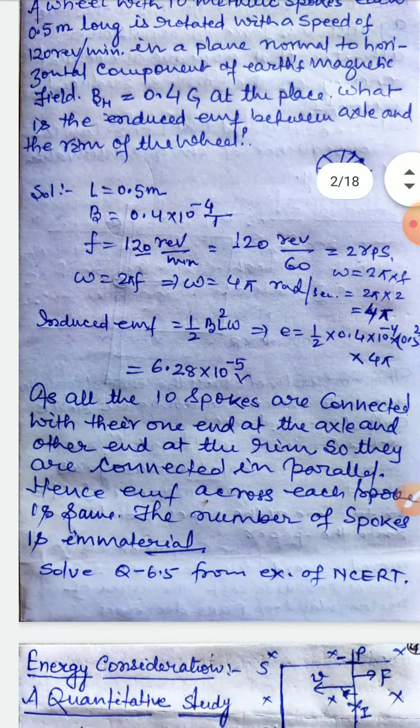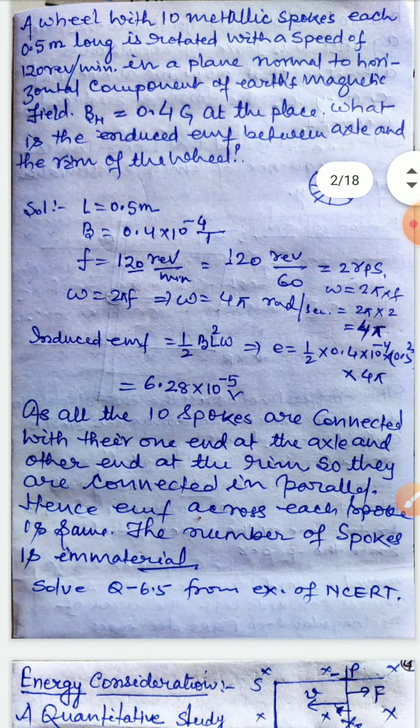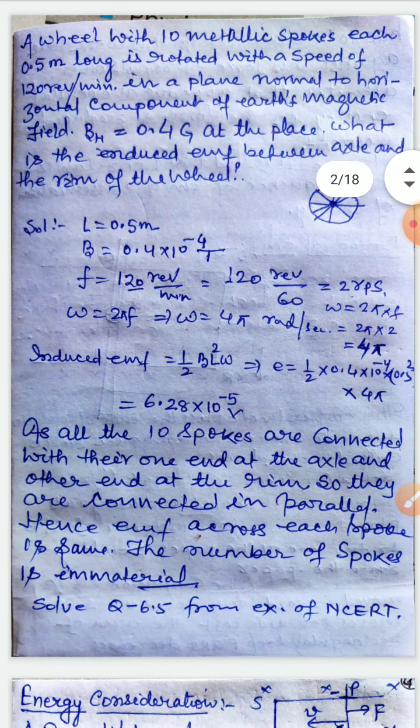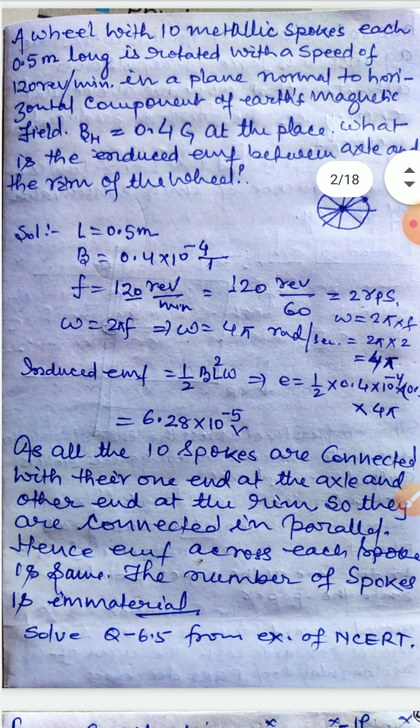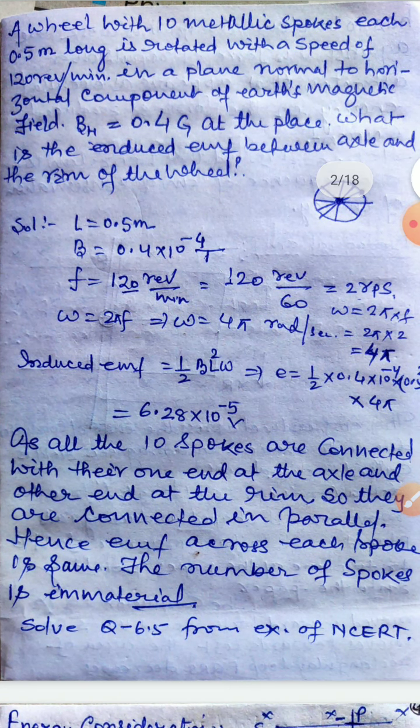Now one numerical question that is also given in NCERT, you can solve. A wheel with 10 metallic spokes, each 0.5 meter long, is rotated with a speed of 120 revolutions per minute in a plane normal to the horizontal component of Earth's magnetic field, equal to 0.4 Gauss at the place. What is the induced EMF between the axle and the rim of the wheel?